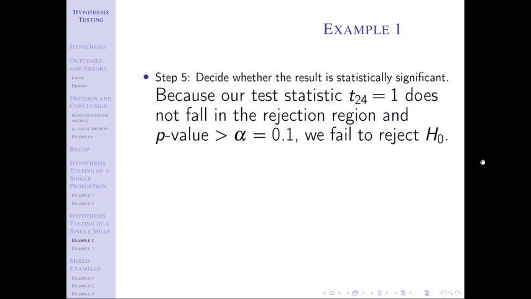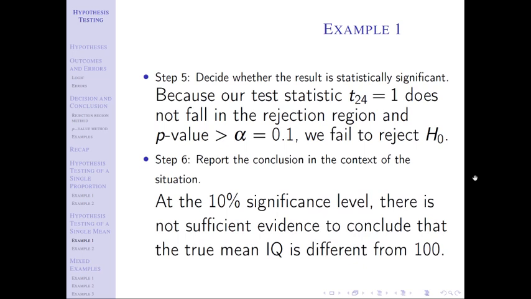When you write out the conclusion, you include a population word, what metric we're using, the context of the problem, the mathematical operator that came from the alternative hypothesis, and whatever number came from the alternative hypothesis. So now, before we said at the 5% significance level, but now we have a significance level of 0.1, so we're going to say at the 10% significance level, there's not sufficient evidence to conclude that the true mean IQ is different from 100. Remember, we don't say not equal to.